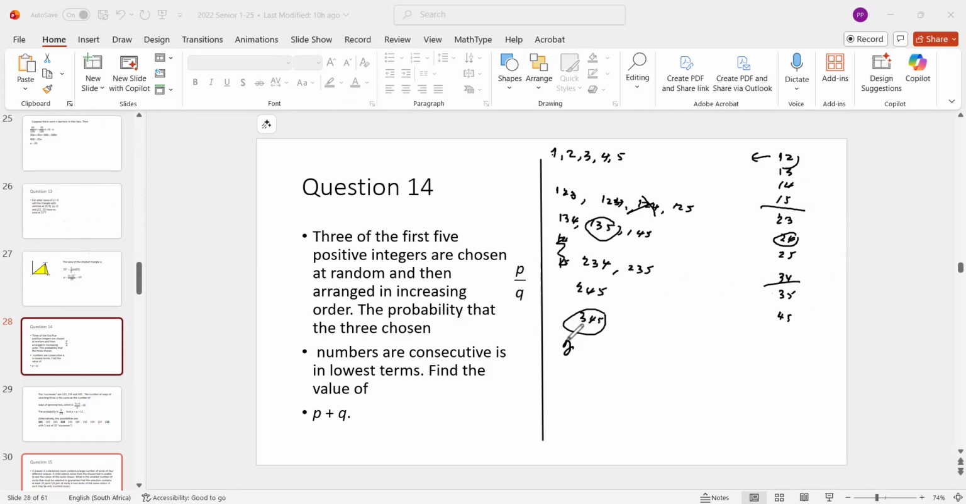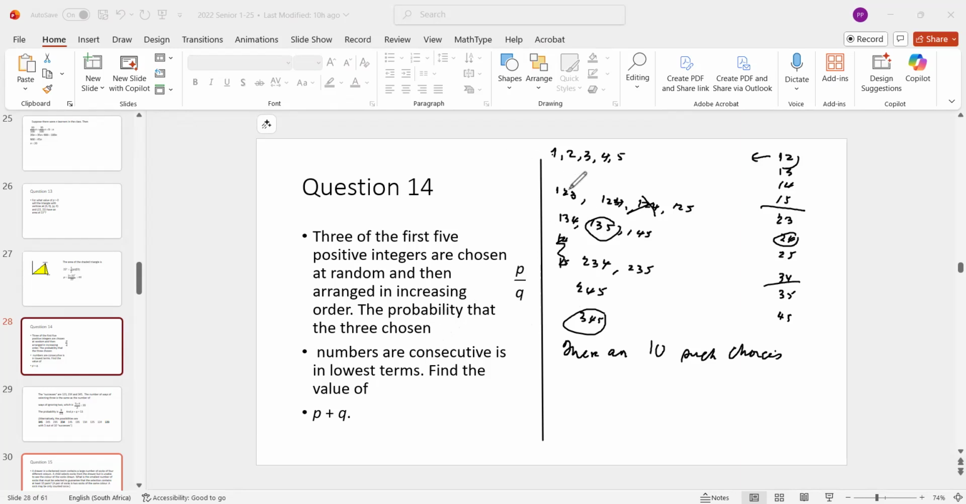There are 10 such choices. I haven't even read the rest of the question. I just asked myself, they are chosen. So what are they? Then arrange in increasing order. Okay, I've done that here.